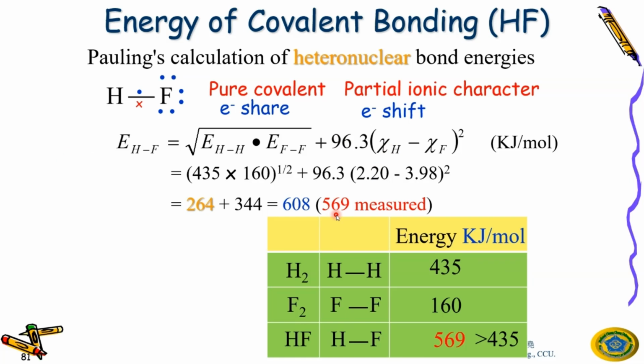But the important message you want to get from this equation is that the energy is divided into two parts. First part is called electron sharing. The second part is called electron shifting. Okay, this is an important concept you want to remember. So between these two, this number is electron sharing, right? The answer we get is 264. So as you can see, this number is between hydrogen gas and fluorine gas.